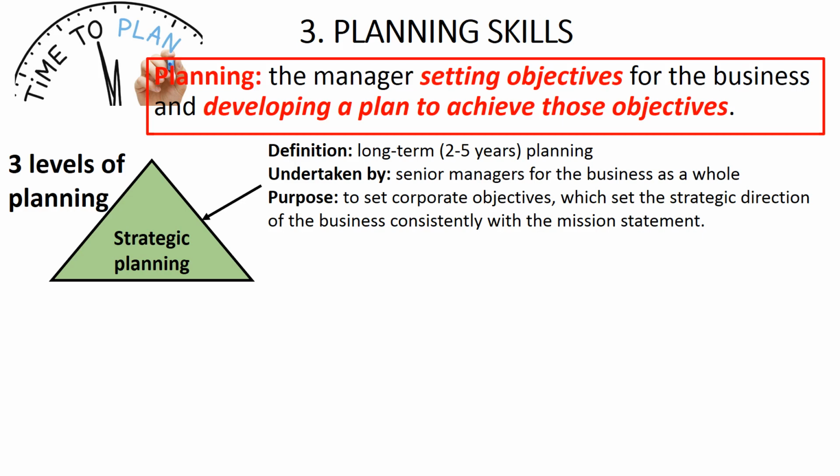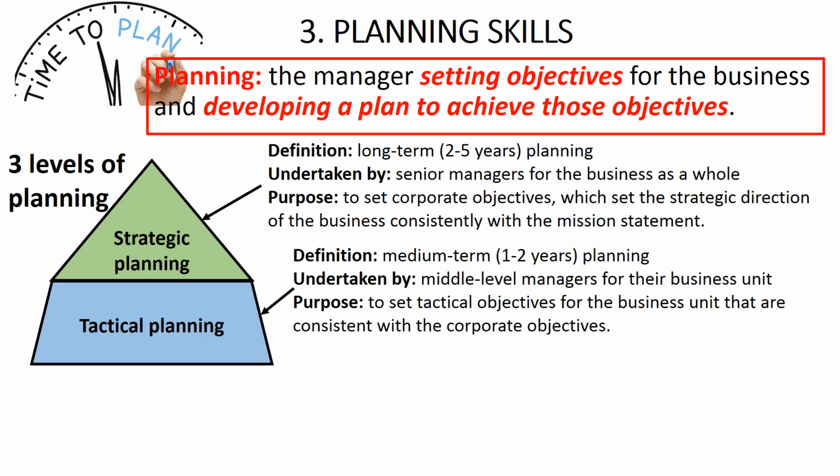The second level of planning is tactical planning. Tactical planning is medium-term planning. That is, it's planning which is undertaken for 1 to 2 years in the future. The business objectives that are set out as part of this kind of planning are the tactical objectives that we discussed in the video on business objectives.